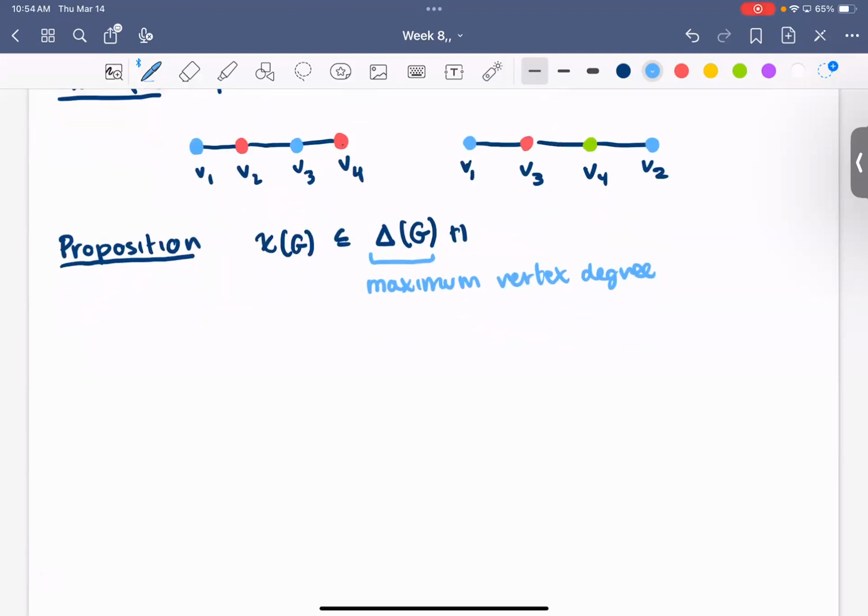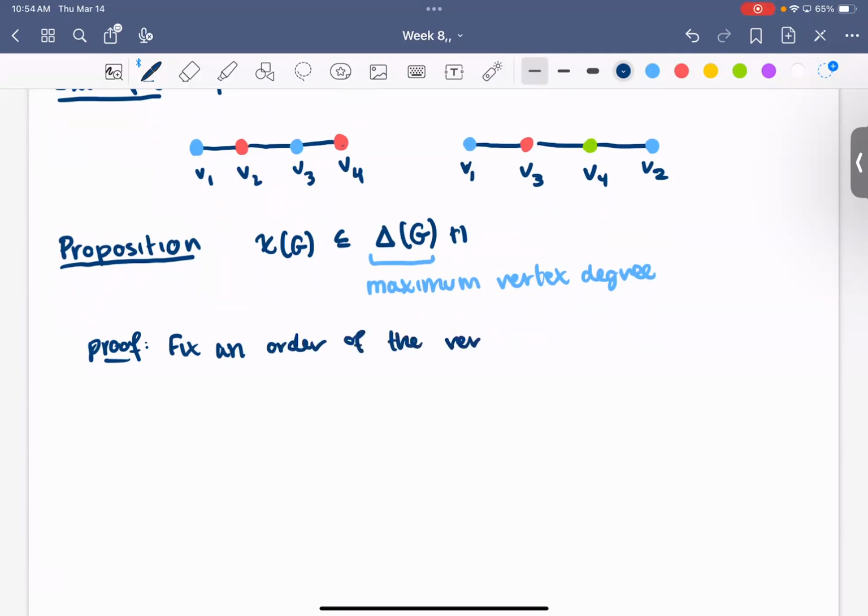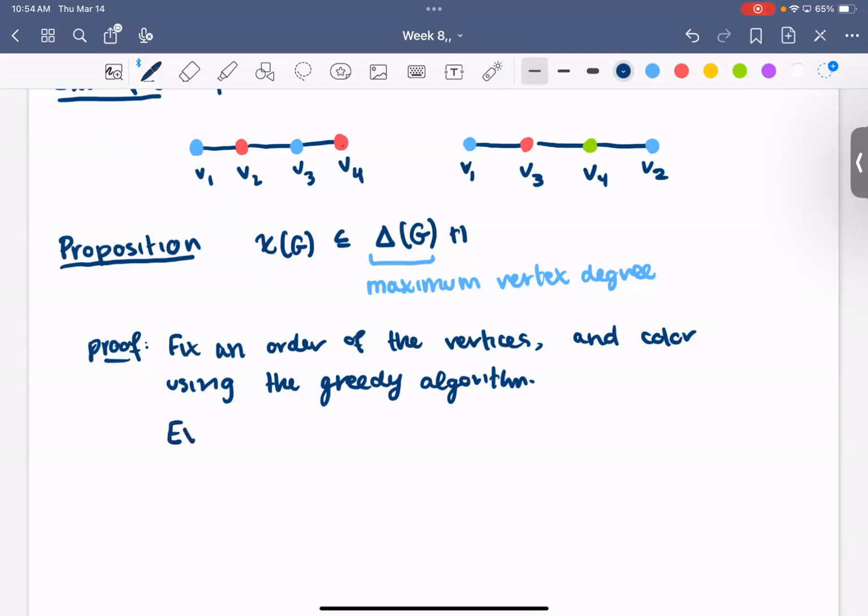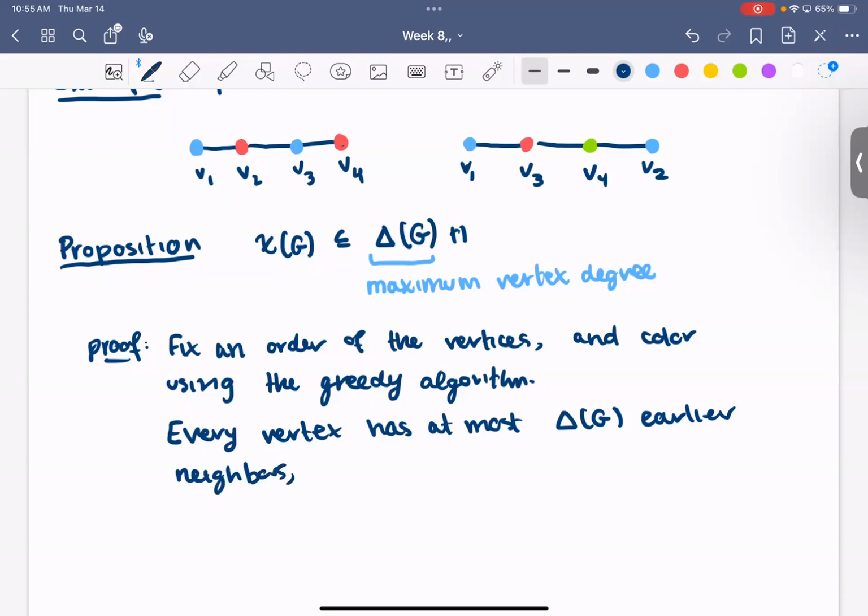For the proof, fix an order of the vertices and color using the greedy algorithm. Every vertex has at most delta of G earlier neighbors. So the greedy coloring cannot be forced to use more than delta of G plus one colors.